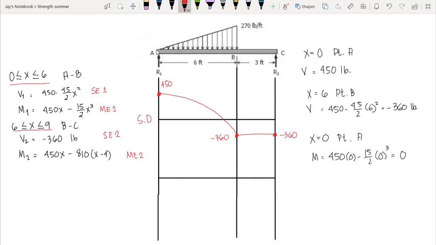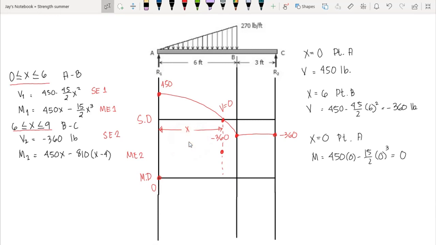So therefore we have 0 moment at this point here. However, we have a point here in our shear diagram in which our shear is equal to 0, at this point. So we need to compute our moment at this axis here. However, we do not know yet what is the location of our shear when it is equal to 0. So we need to determine first what is the value of x.